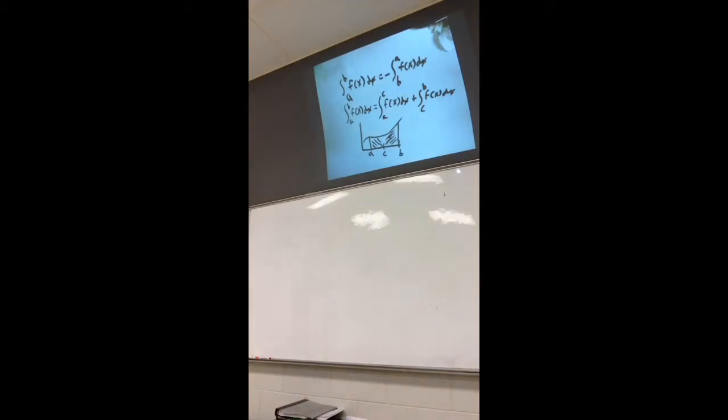it should make sense that the area from A to B equals the area from A to C plus the area from C to B. This is a situation where A is less than or equal to C, which is less than or equal to B. Are we okay with this? All right. Now, changing it up just a little bit.